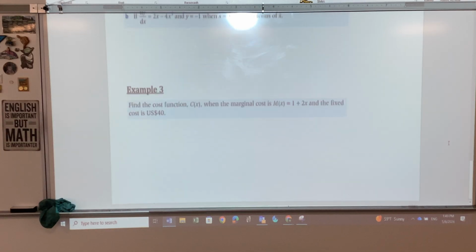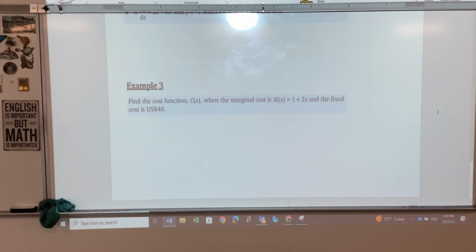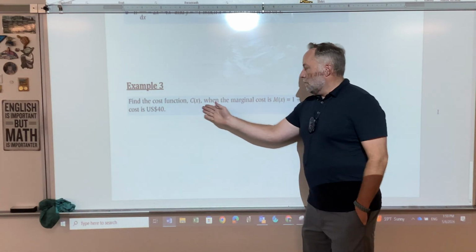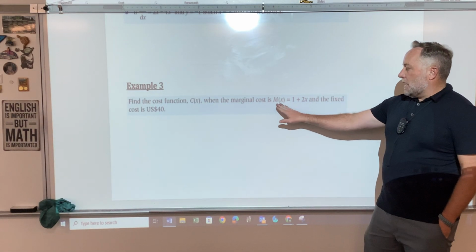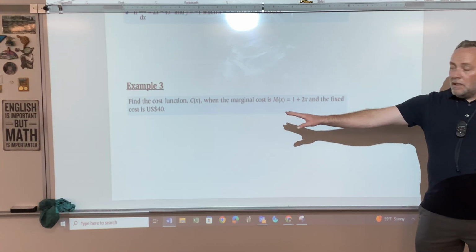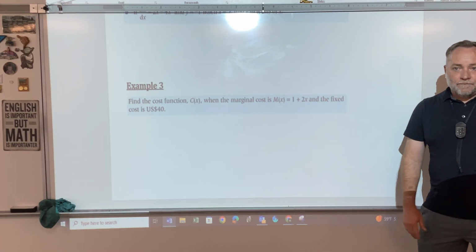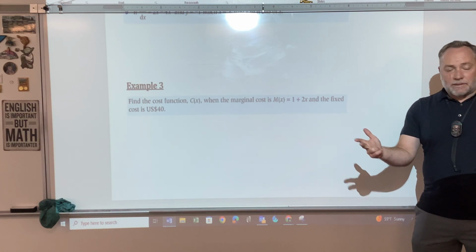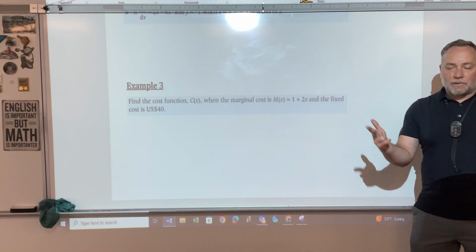So the last example. Let me read it and we'll talk about it. It says, find the cost function, C of x, when the marginal cost, m of x, is equal to 1 plus 2x, and the fixed cost is $40 US. Okay? So we've got cost, marginal cost, and fixed cost. And most of us are like, what just happened there, right?